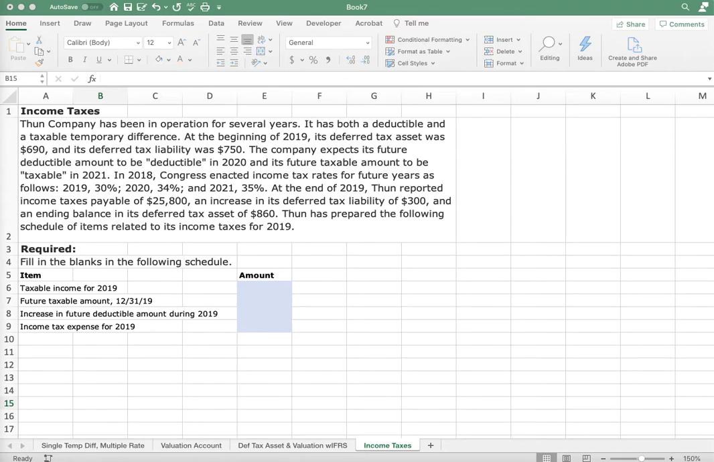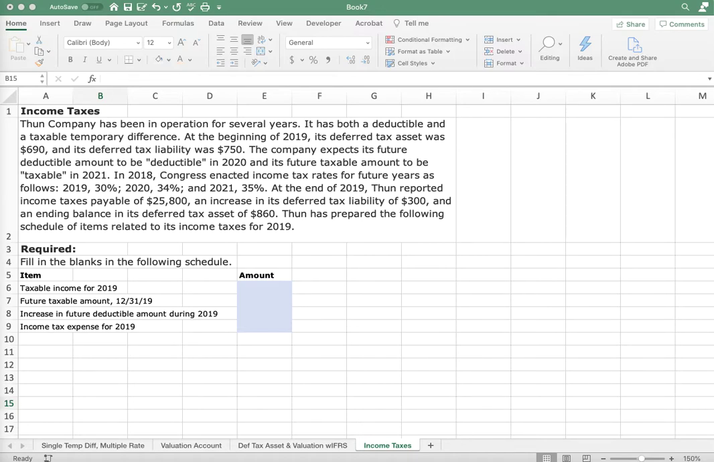in 2021. In 2018, Congress enacted income tax rates for the future years as follows: 2019, 30%, 2020, 34%, and 2021, 35%. At the end of 2019, Fenn reported income taxes payable of $25,800, an increase to its deferred tax liability of $300, and an ending balance in its deferred tax asset of $860. Fenn has prepared the following schedule of items related to its income taxes for 2019.